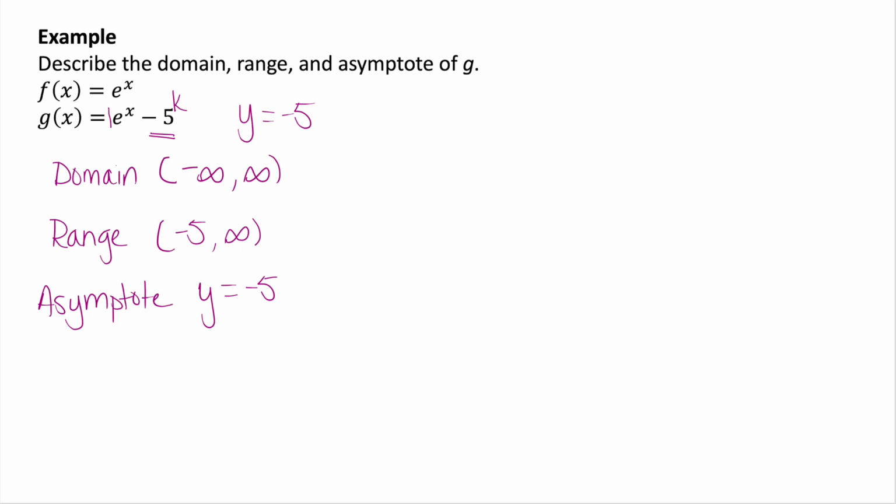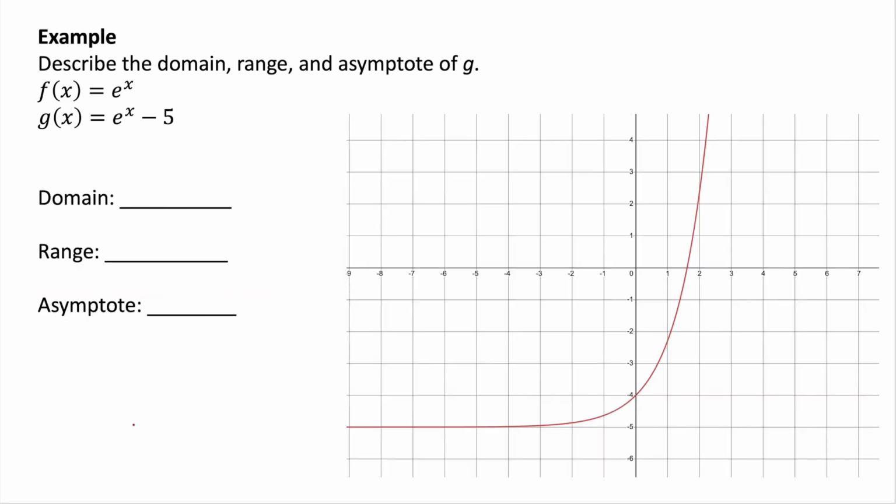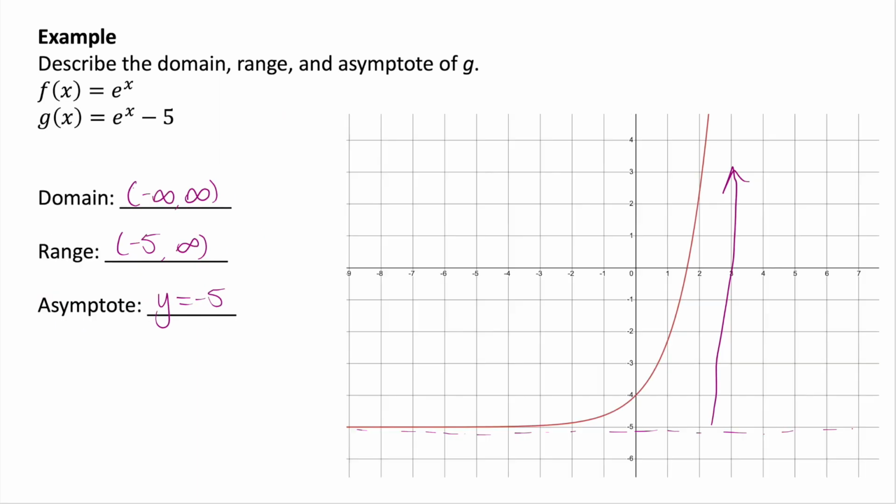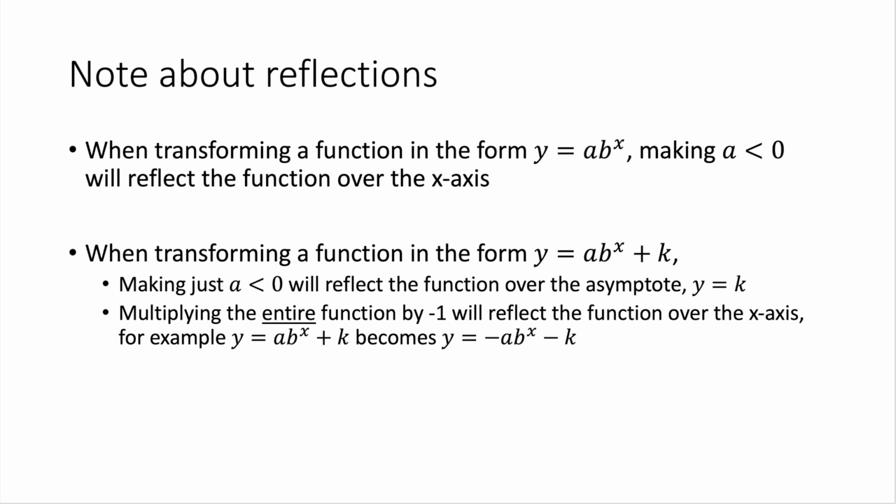Well, let's go to the graph and verify that this is in fact true. So the domain, you can see here, does in fact include all real numbers. So the domain is going to go from -infinity to infinity, okay? Notice that for the range, we do have that asymptote here at y equals -5, and then it goes above y equals -5. So it's going to go from -5 to +infinity, which is exactly what we predicted by looking at the equations. Okay, so you can figure out domain, range, and asymptotes from the equations, or you can do it by looking at the graph. So I just want to make a quick note about reflections.